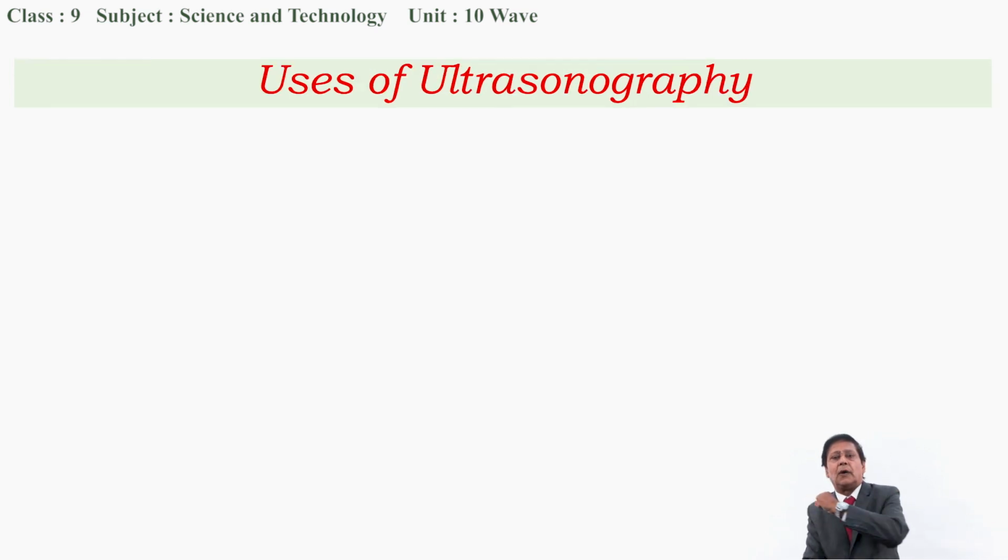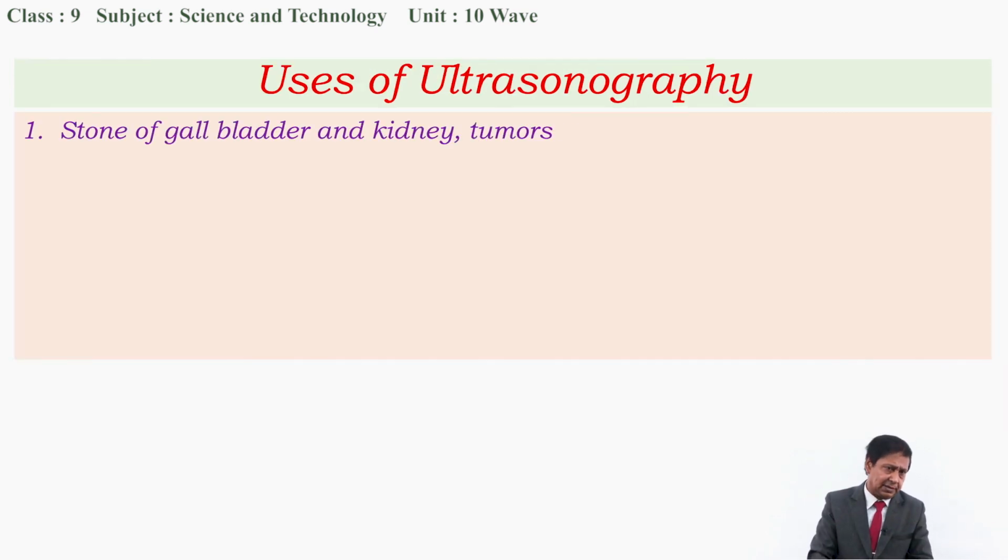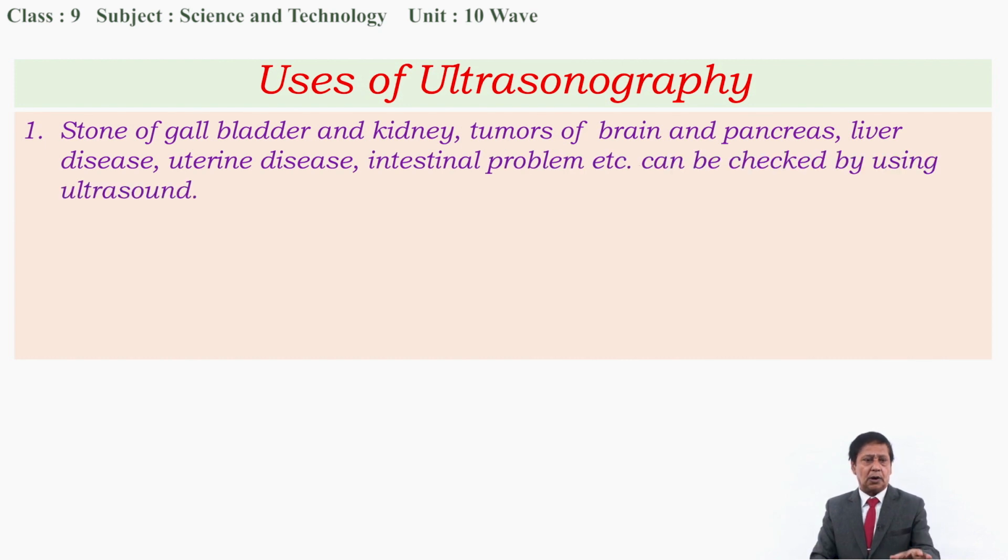Now, uses of ultrasonography: for what purpose is it used? Stones of the gallbladder and kidney, tumors of the brain and pancreas, liver disease, uterine disease, intestinal problems, etc. can be checked by using ultrasound.